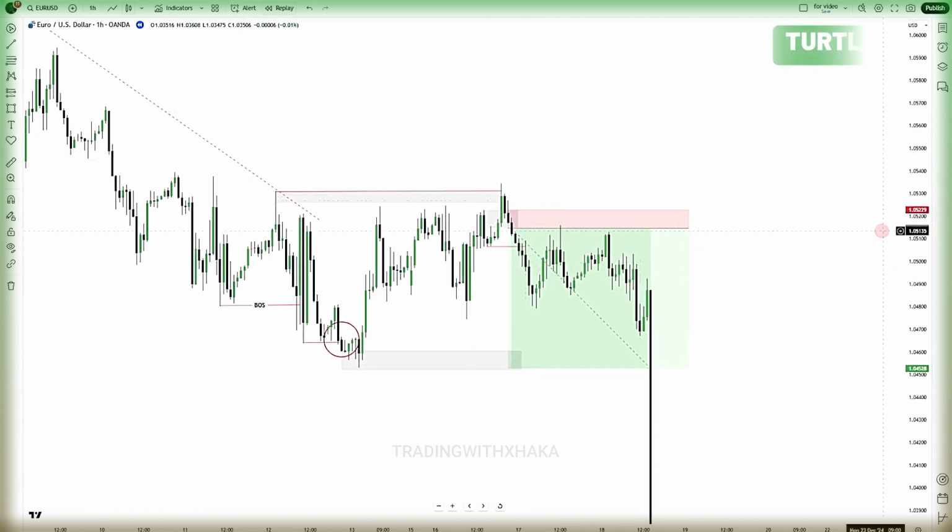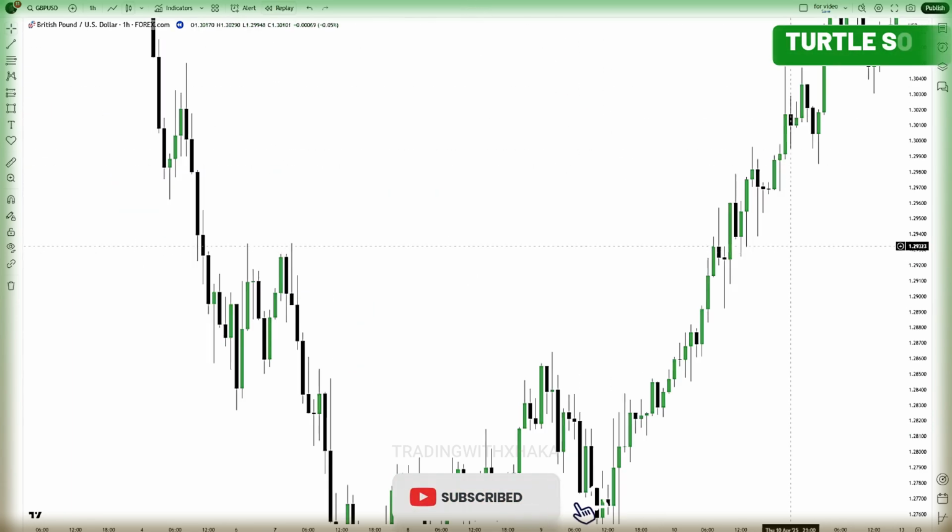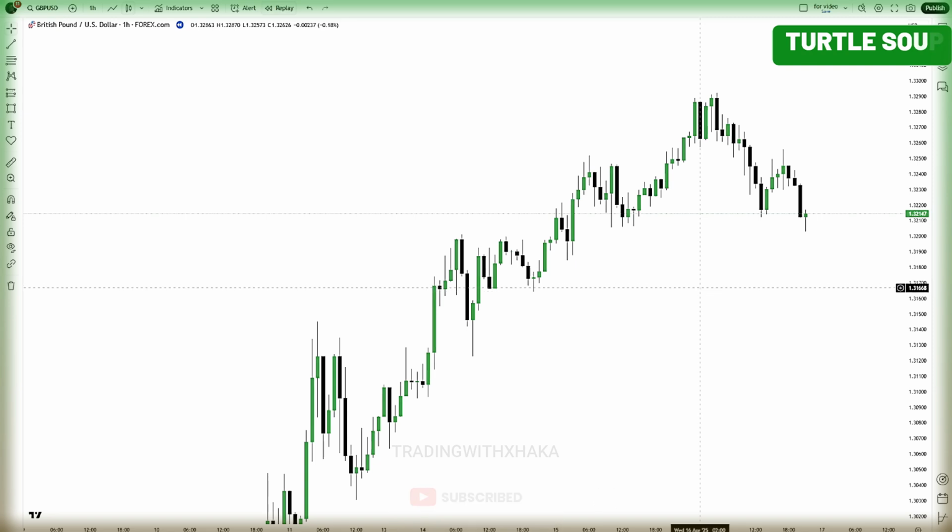So let me show you an example of buy side liquidity. Then we move to others. So let's look into buy side liquidity.